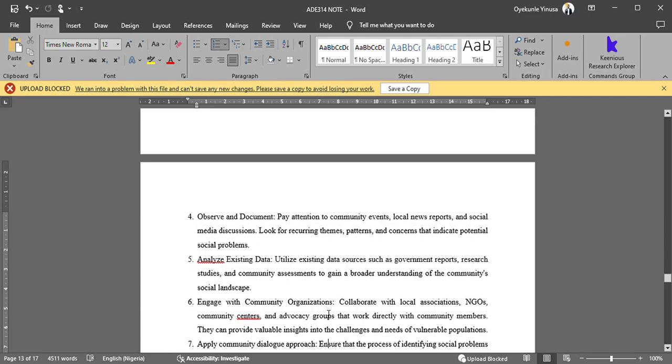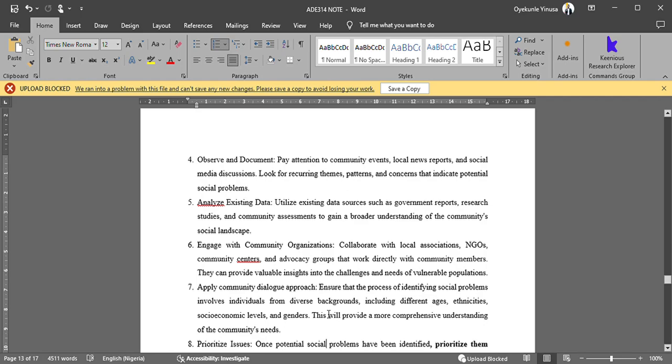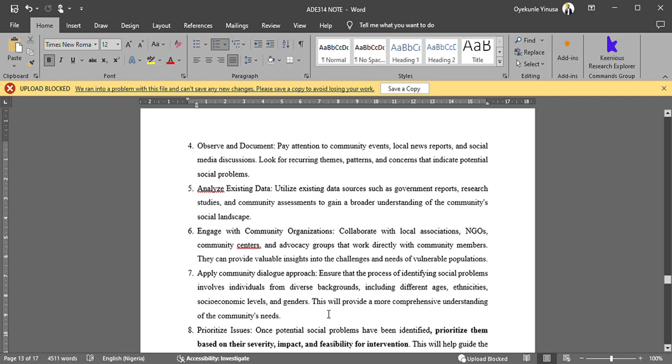Another important step you need to take is to analyze the existing data. The data you'll be able to gather from facts and statistics, and the information you'll be able to gather, you must be able to analyze. So utilize existing data such as reports, research studies, and community assessments to gain a broader understanding of what is happening in that community. Once you're able to do that, you engage with community organizations.